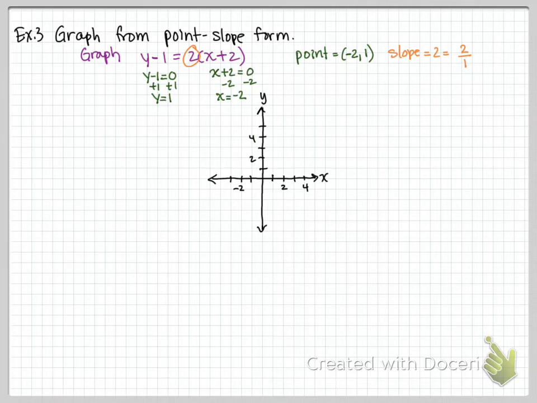So I'm going to start with the point. So I go -2, 1. So that's here. Then I'm going to do rise over run. The 2 tells me to rise up 2, and the 1 tells me to run to the right 1. Okay, so let's do that. I'm going to rise up 2 and to the right 1, and it takes me to that point. Now all I have to do is to connect.